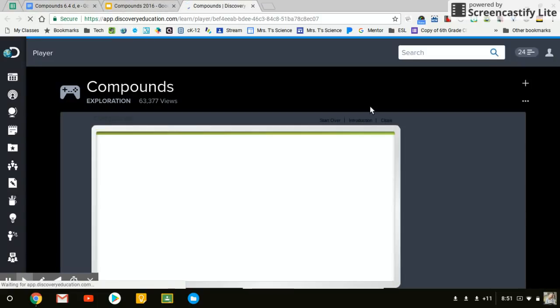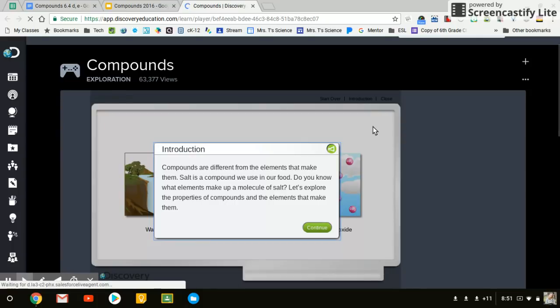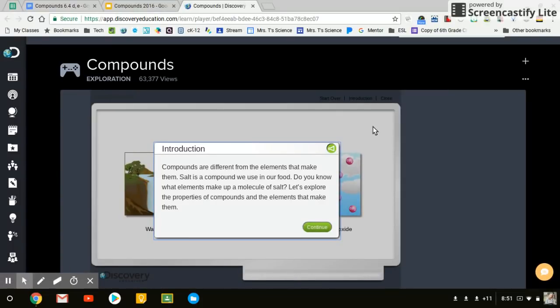And here we go. So when it takes you in, it should take you into a screen that looks just like this. You may need to use your Google login to get there. So let's start with the introduction. When we use any of these Discovery Education lab activities, it's very important that you read everything. If you don't want to read it, you can click the listen icon, but I'll go ahead and read it.